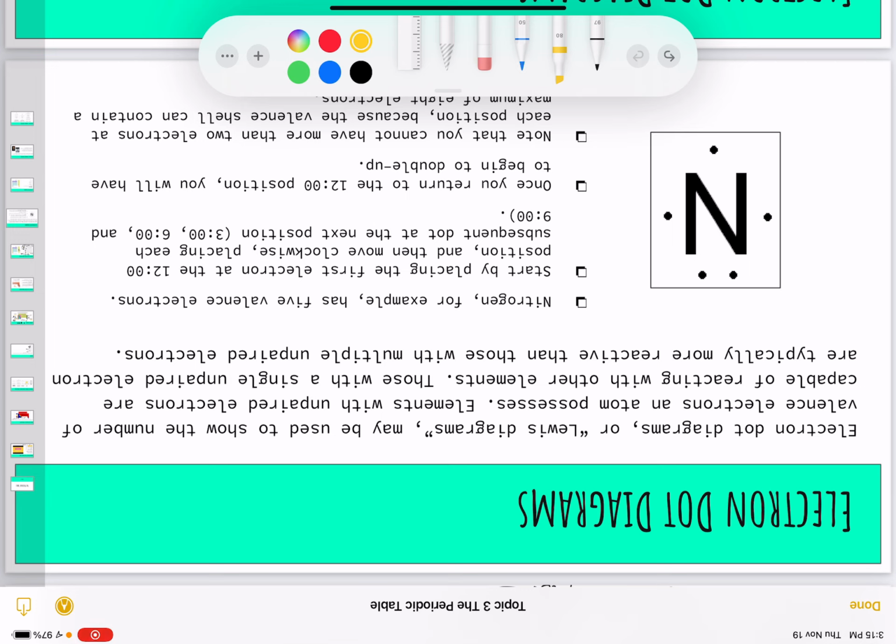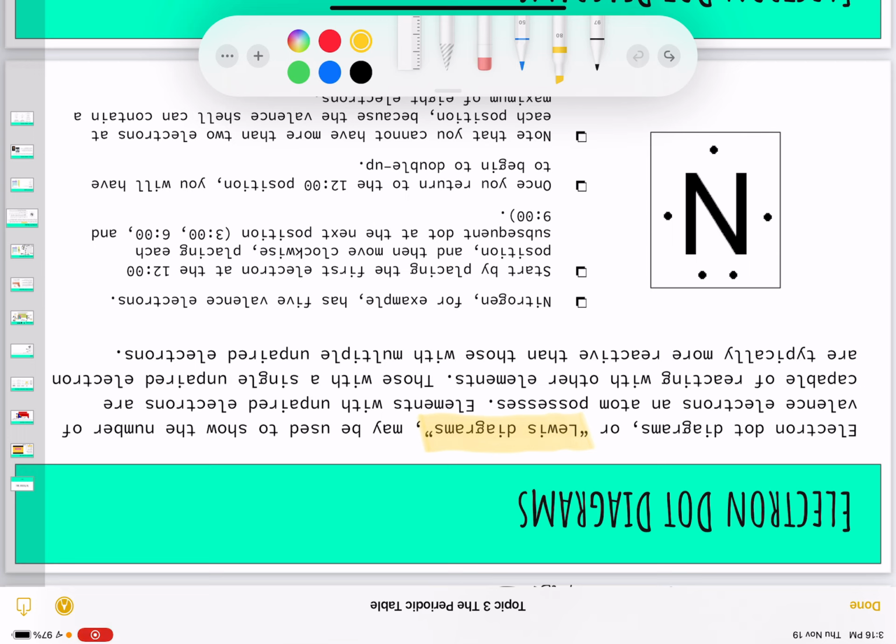So this leads us to something that we use called electron dot diagrams. Another word for this is Lewis structures or Lewis diagrams. These may be used to show the number of valence electrons an atom possesses. Elements with unpaired electrons are capable of reacting with other elements. Those with a single unpaired electron are typically more reactive than those with multiple unpaired electrons. It gives nitrogen as an example. It has 5 valence electrons.